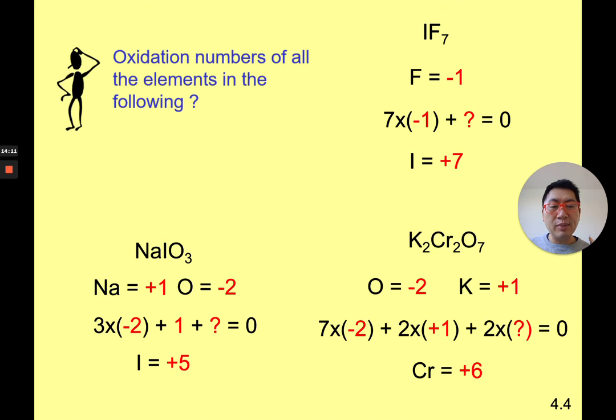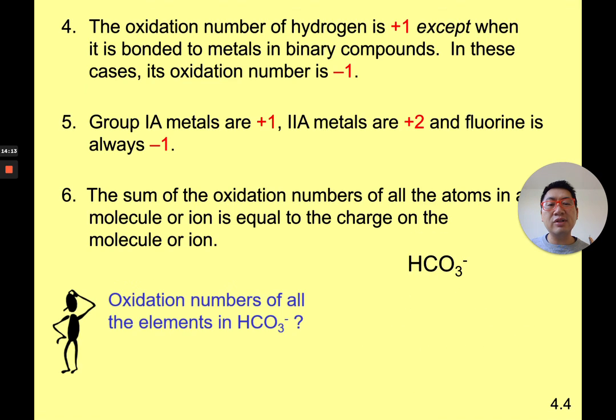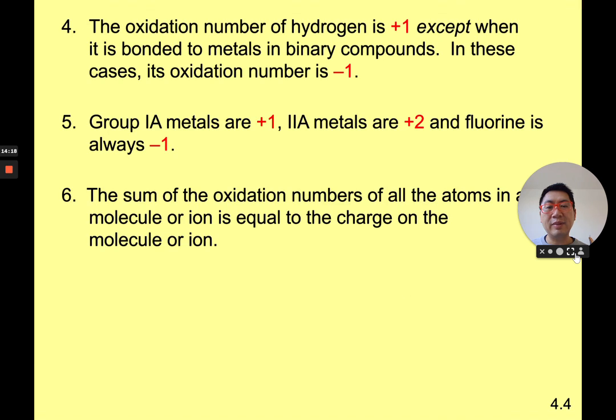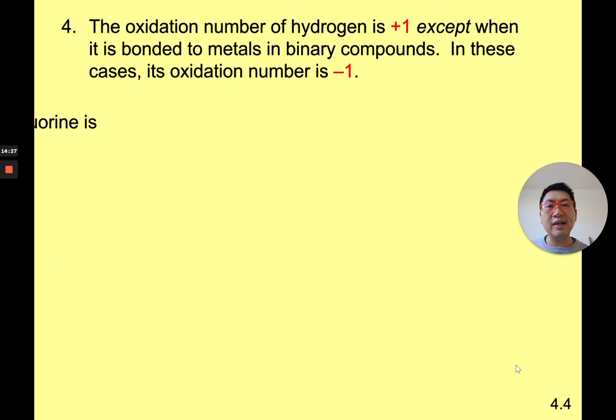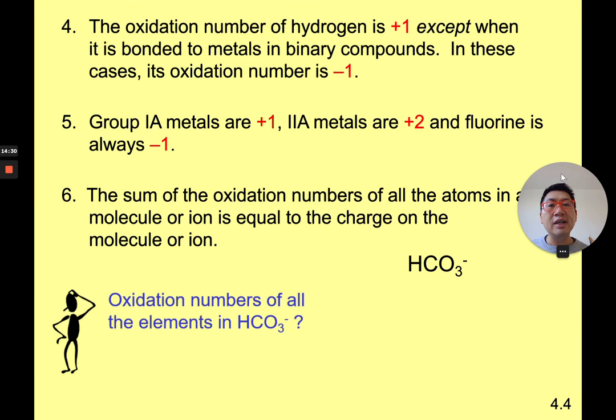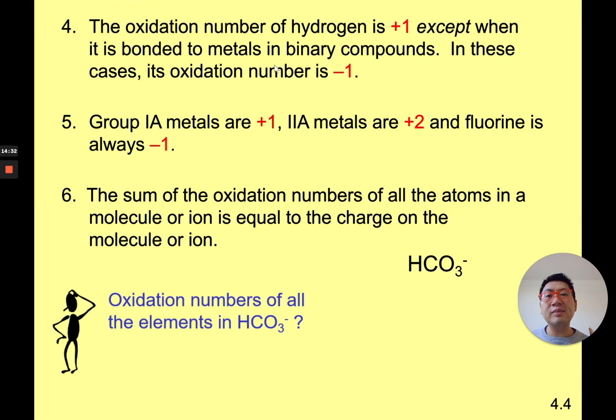So, just a quick summary, going back, there are 6 rules to determine oxidation numbers. I'll go backwards. First rule, any element by itself is 0 unless otherwise stated. Oxygen is usually -2, except in the case of peroxide. Hydrogen is usually +1, except when it's in a binary metal compound. Group 1 metal is always +1, group 2 metal is always +2, and fluorine is always -1. The total charges added up must equal the charge of the molecule or ion. And that's it.